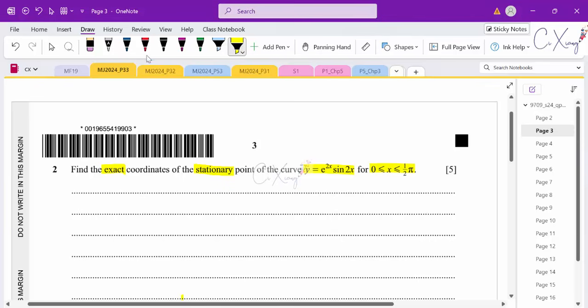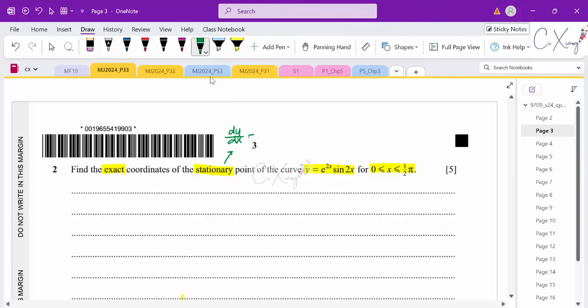Okay, right. So when we are talking about stationary point, we need to find the dy dx, and we let dy dx equals to 0. Then from there we get a value for the x, then continue, we can find the value for the y, right? Okay, so let's start with the differentiation first. I'm having the y, which is this equation.